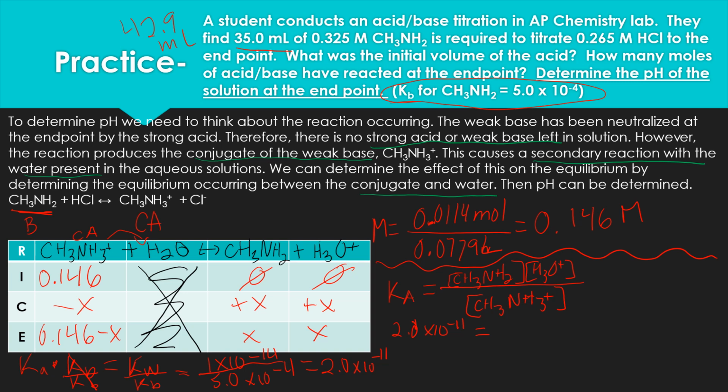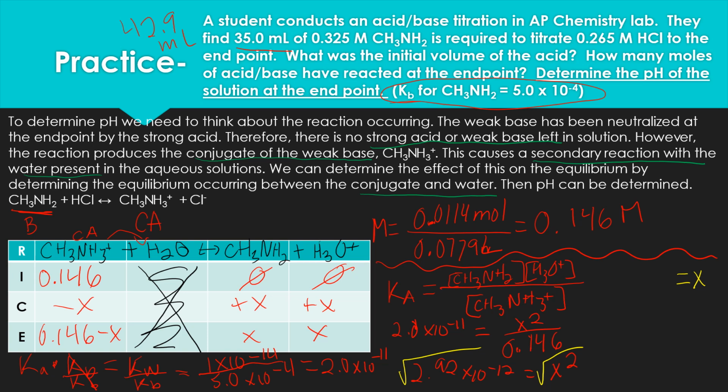That's going to equal, we've got x and x on the top, so x squared over, and our value is very tiny, so we can round this to just 0.146 instead of minus x. So we're going to multiply 2 times 10 to the negative 11th by 0.146. We get 2.92 times 10 to the negative 12. I think our bell's going to ring in a second, so ignore that. That equals x squared. And then, of course, we want to square root both sides, and so x is going to equal the square root of that value.